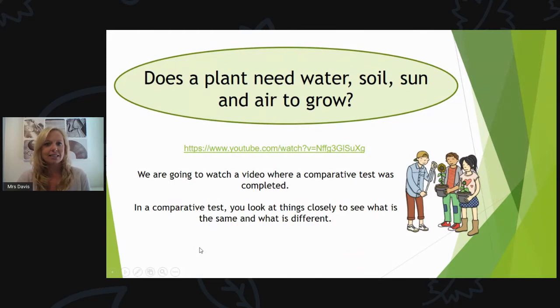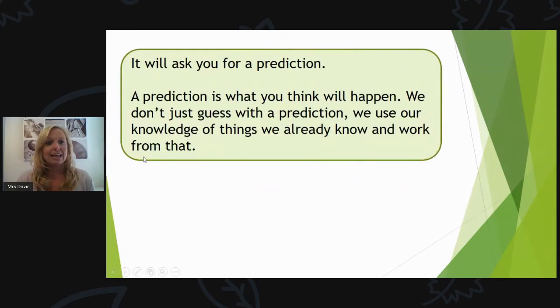So, does a plant need water, soil, sun, and air to grow? Now, in a minute, we're going to watch a video where a comparative test was completed. In a comparative test, you look at things closely to see what is the same and what's different. So when you compare something, you look at what's the same and what's different, and that's what a comparative test is. Now, it's doing a little experiment in the video, and it will ask you to make a prediction.